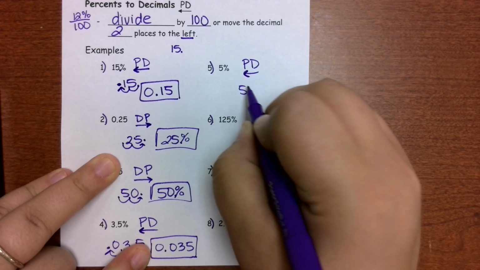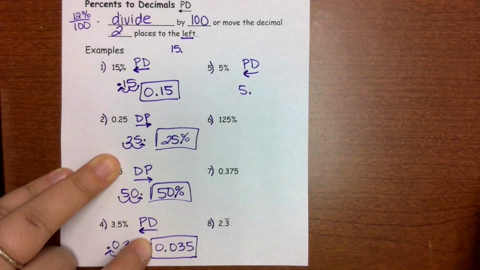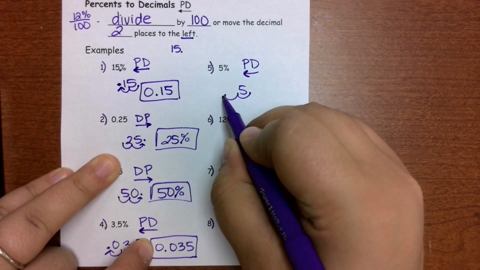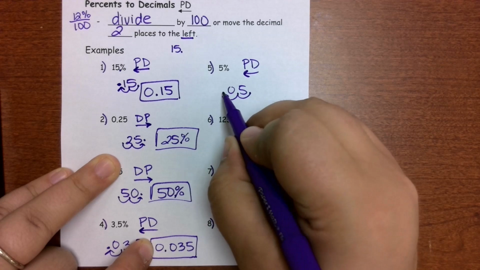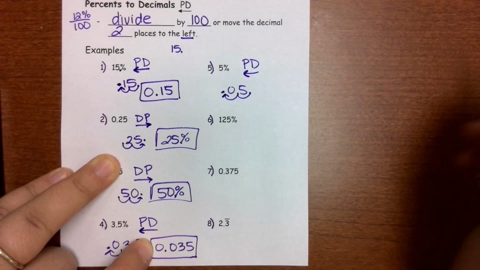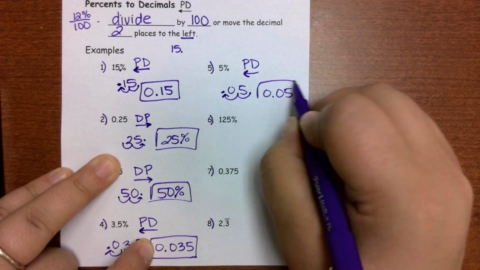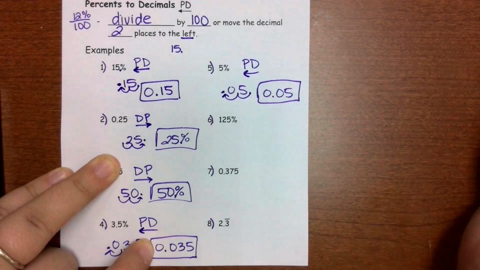5% does not have a decimal, so I'm going to place the decimal in the back. And now I can move it 2 times to the left. Once, twice. Put a placeholder. There's my new decimal. So I get 0.05. Don't forget your placeholder. And you're done.